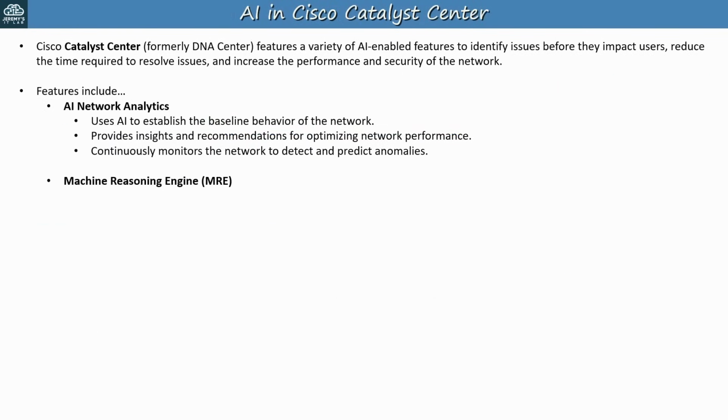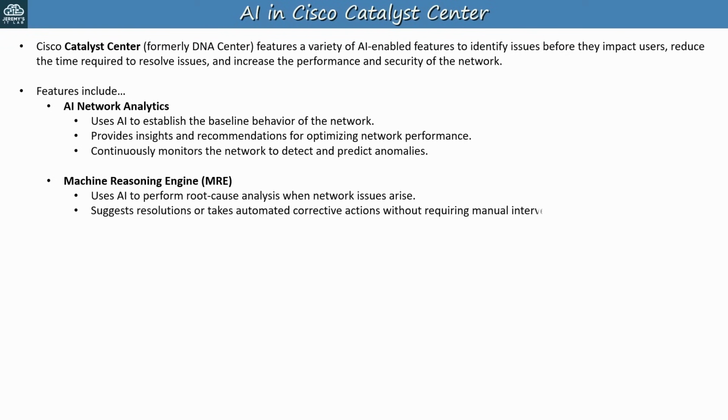And now let's continue with the Machine Reasoning Engine, MRE, which uses AI to perform root cause analysis when network issues arise. It can then suggest resolutions or take automated corrective actions to fix the issue. So this reduces downtime by identifying and resolving issues faster than traditional methods. Traditional methods might be something like a user complains about a network issue, you investigate and try to identify the issue, make some sort of change to remedy it, and then hope it solves the problem. MRE can potentially automate that entire process.